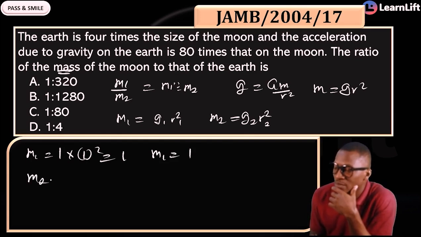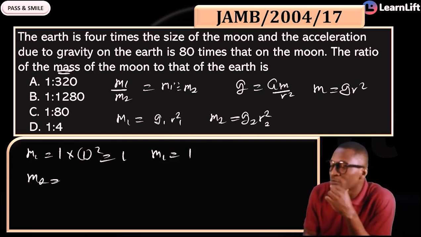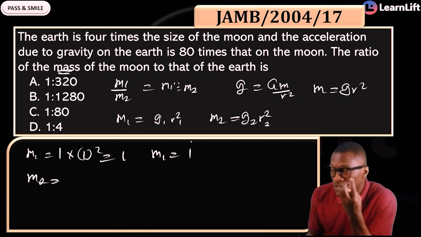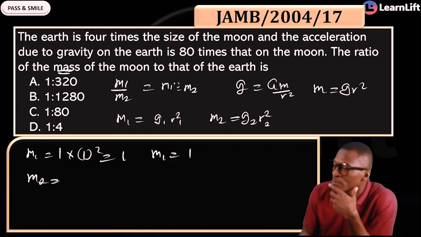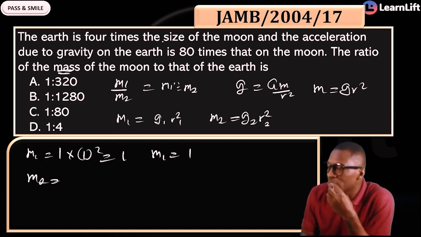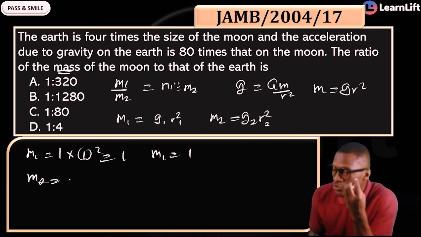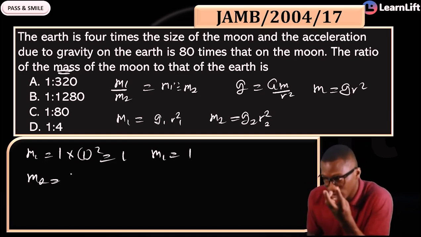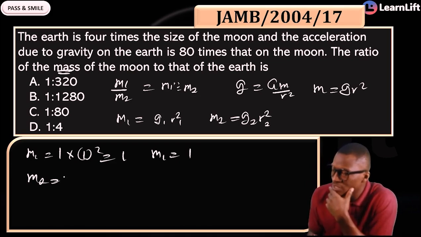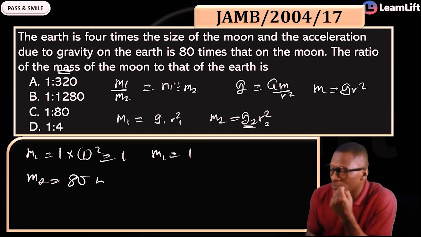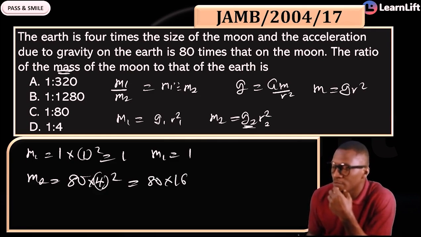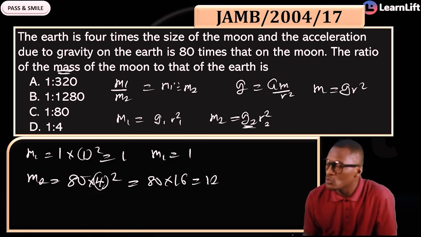Let's get the mass M2. We're told that the Earth is 4 times the size of the moon, so the distance is 4, and the acceleration due to gravity is 80 times that of the moon. So from here we can say that the acceleration is 80. That's our g2. The distance is 4, so 4 squared gives us 80 times 16, which will give us 1280.